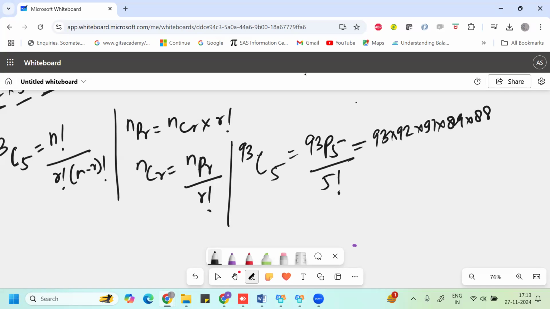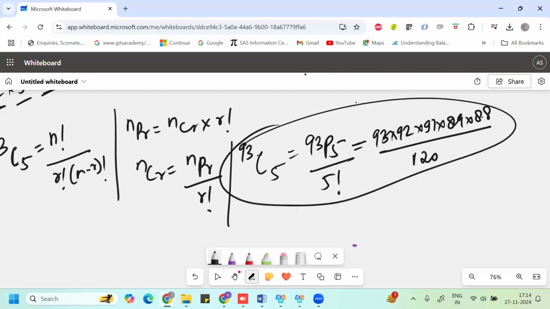1, 2, 3, 4, 5. Divide by 5 factorial. 120. You solve this, that is 93P5, 93C5.